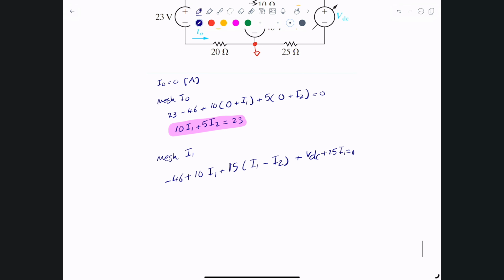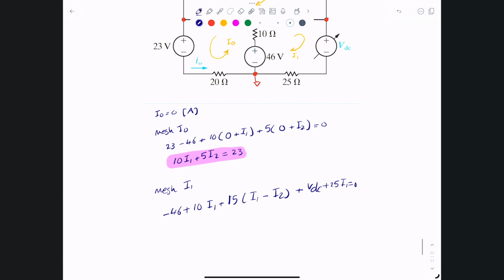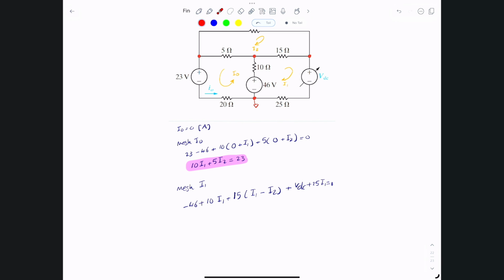Okay, with a little bit of algebra, you can also see it in the diagram, the I1 coefficient will be 25 plus 10 plus 15. That's 50 I1. And the I2 is the only branch that shares this that way, so it's a negative 15. That's a pattern. After experience, you start basically writing these equations this way, and I believe that should be plus VDC, and that should be equal to 46.